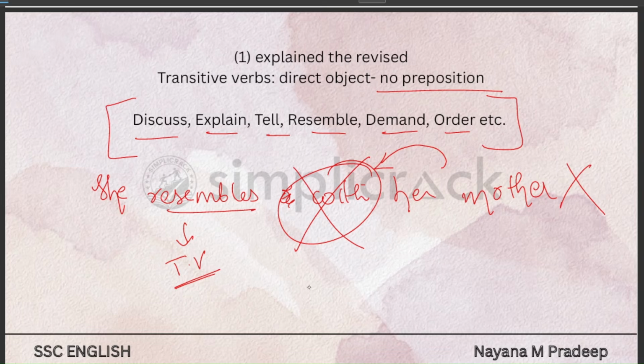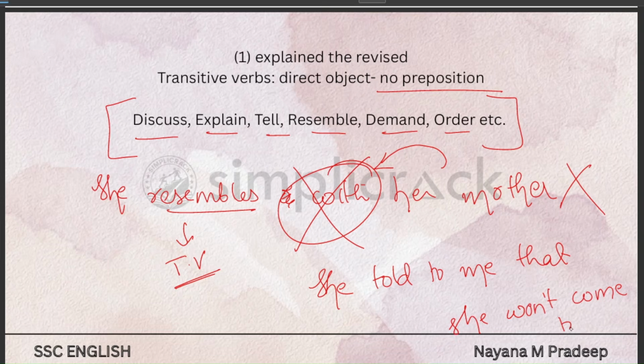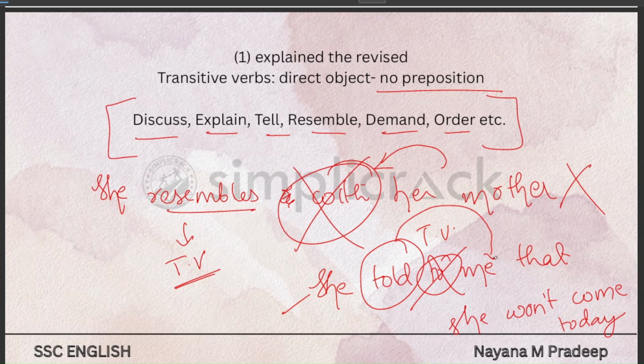Okay. Similarly, she told to me that she won't come today. Now, this is another question that comes up in your exam, and this is also wrong. Why? Because told is a transitive verb and you will not use a preposition after a transitive verb, because a transitive verb directly connects to the object. It does not require a preposition to connect to the object. So remember these words like discuss, explain, tell, resemble, demand, order, etc. All these are transitive verbs. Transitive verbs will never take a preposition after them.